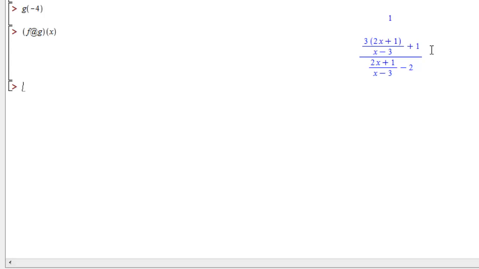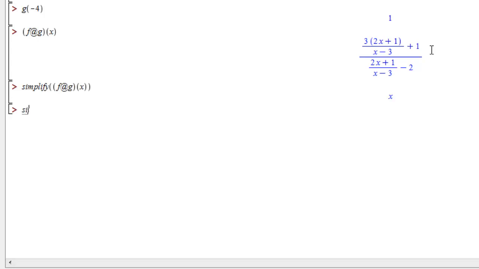Now, if these are supposed to be inverse functions, I should get just x back when I do that. So why is that not happening? And it's because Maple does not necessarily simplify automatically. So sometimes you have to explicitly tell it to simplify. So I type simplify f of g of x. Notice that the parentheses for the simplify command are around the entire composition. Be careful with parenthesis placement. And it does in fact return just x.